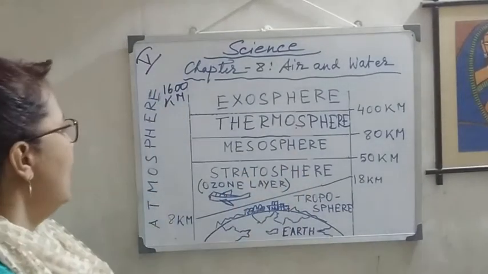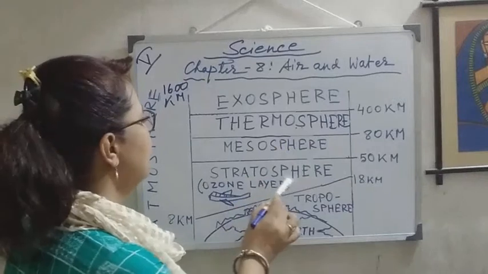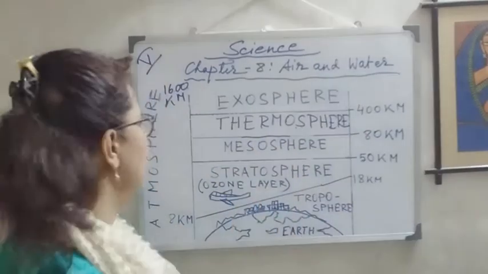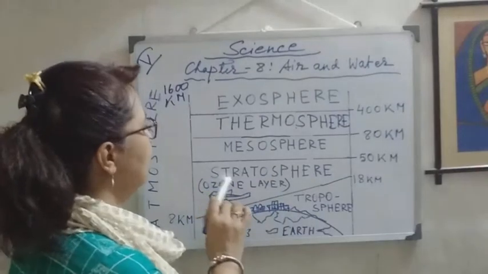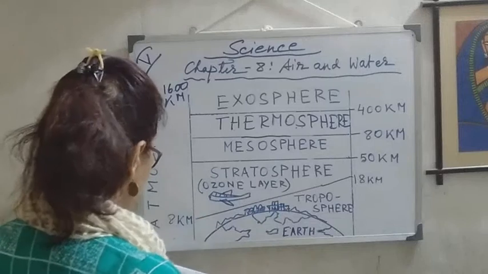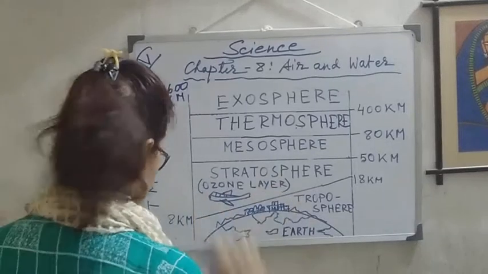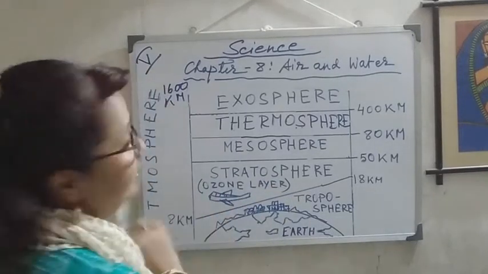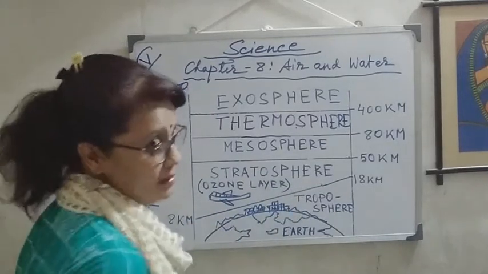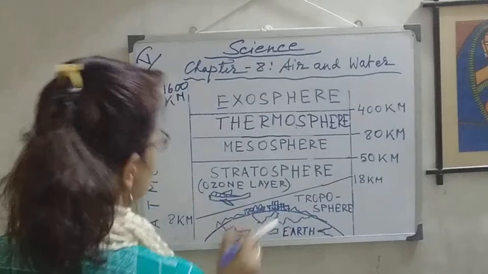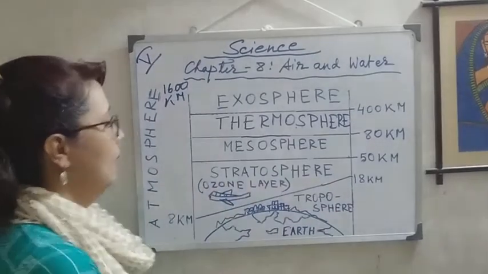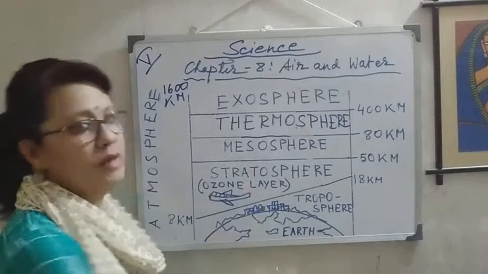And the next is stratosphere. The layer above the troposphere is stratosphere. It is a very important layer. Aircrafts fly in this layer because there is no cloud. And the most important layer, the ozone layer, is included in the stratosphere.